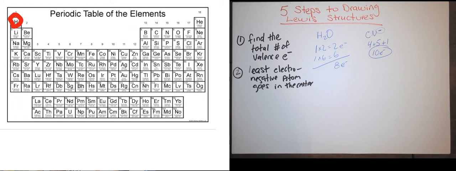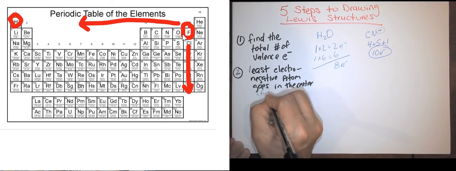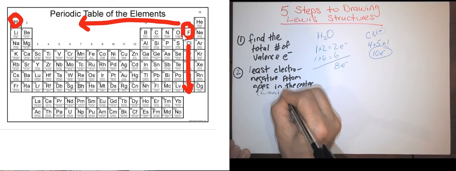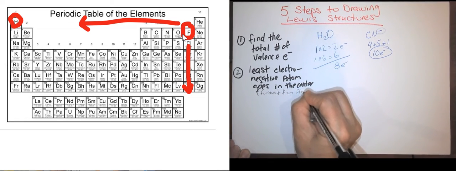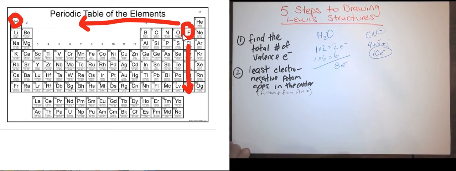Now remember from the last unit, fluorine was the most electronegative. And then everything going this way got smaller, and everything going down this way got smaller as well. So when we're looking for the least electronegative, we are looking for the atom that's furthest away from fluorine. So I'm just going to write that here. So furthest from fluorine.